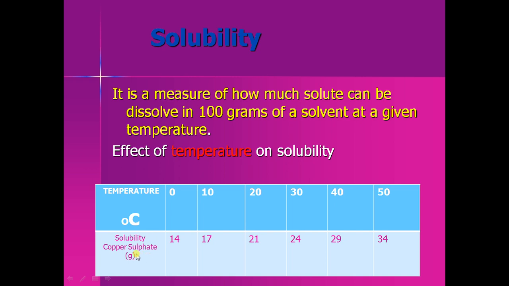For example, if we dissolve copper sulfate at different temperatures, you can see in this table at 0 centigrade the solubility of copper sulfate is 14 gram. At 10 centigrade it is 17, at 20 centigrade it is 21, at 30 centigrade it is 24, at 40 centigrade it is 29 gram, and at 50 centigrade it is 34 gram. So if we increase the temperature, the solubility also increases.